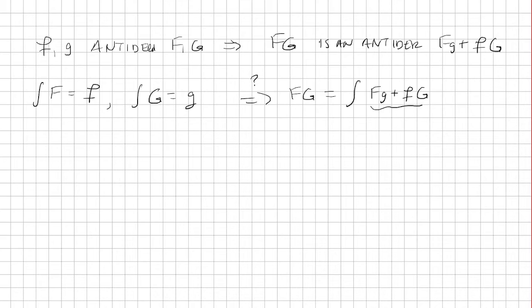Well, this is just f times capital G prime plus capital F prime times G, which is really capital F times G prime. And when I take the antiderivative of this, I do end up with capital F times G. So this is indeed true. So think of that as the reverse product rule.